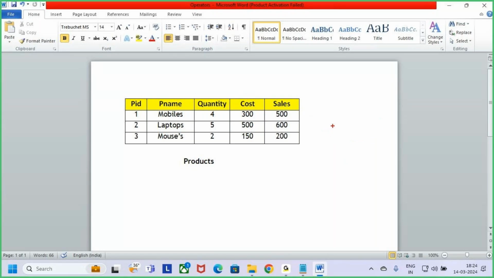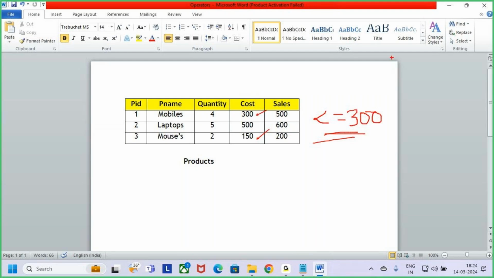Next, I want to know the products where the cost price is less than or equals to 300. How many products are there with cost price less than or equals to 300? Two products. One is what? Mobiles, and second is what? Mouses. So these are the two products where the cost price is less than or equals to 300. Based on the values in the cost column, I want to understand which products are less than or equals to 300. So there are two products, one is mobiles and second one is mouses.